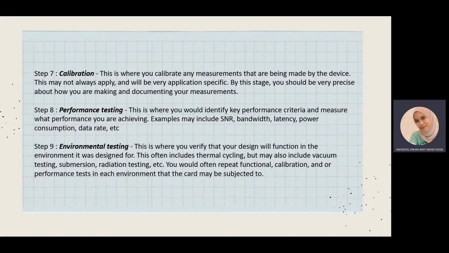Step 7. Calibration. This is where you calibrate any measurements that are being made by the device. This may not always apply and will be very application specific. By this stage, you should be very precise about how you are making and documenting your measurements.